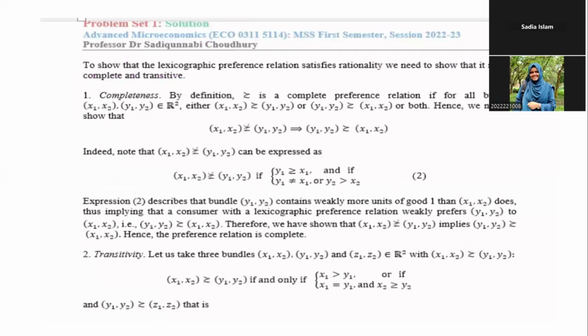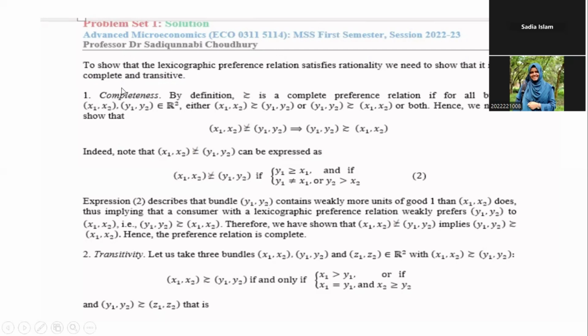To show that lexicographic preference relation satisfies rationality, we need to show two things. First, lexicographic preference obeys the rules of completeness and transitivity. And we will show that the bundles of good X and Y are complete and transitive.